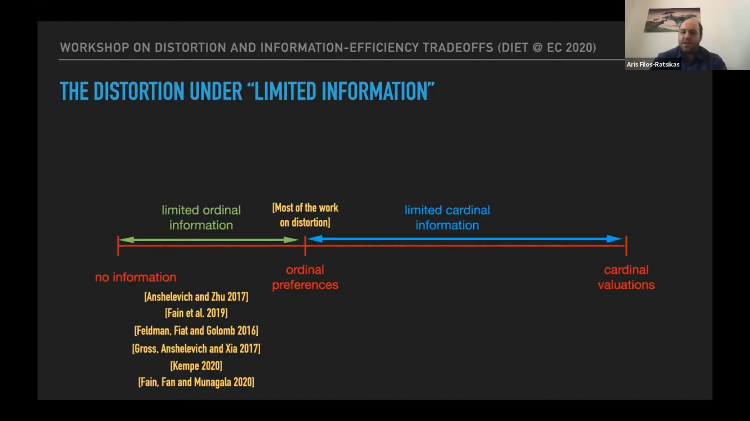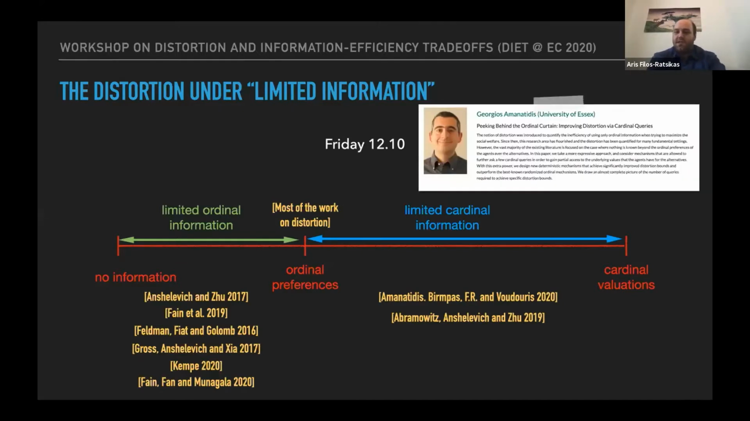Now, on the other side of the spectrum, we could also have what I call more than ordinal preferences. The idea here is that agents express their ordinal preferences as before, but maybe there is a way that we can elicit a little bit of cardinal information, some information about the numerical values, in order to get better distortion. The question here is, how much of this information do we need to elicit in order to get meaningful improvements in the distortion in different settings? There are two recent papers on this topic, and the first one will be presented by Yorgos on Friday, so tune in for this one as well.